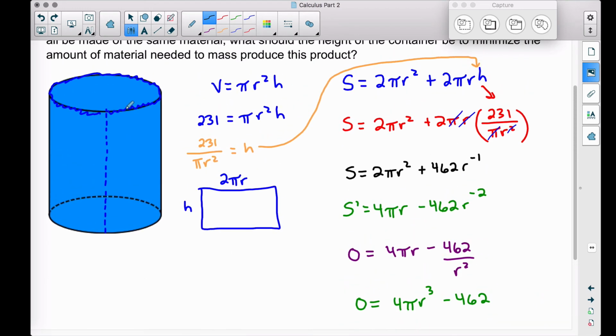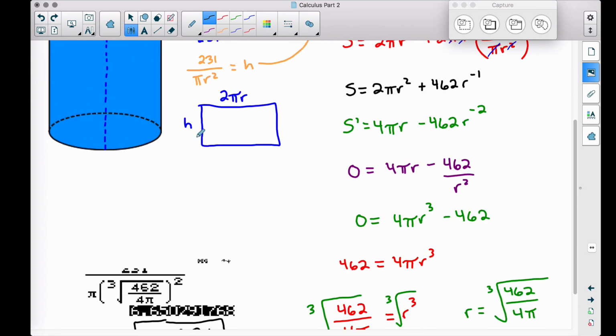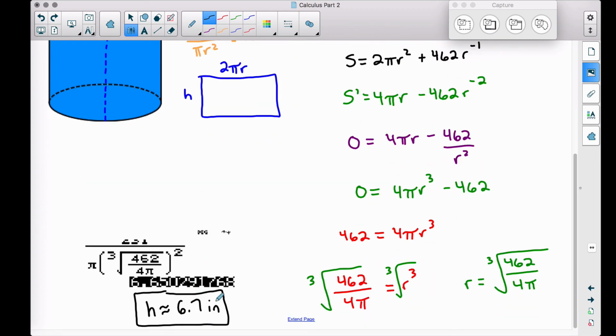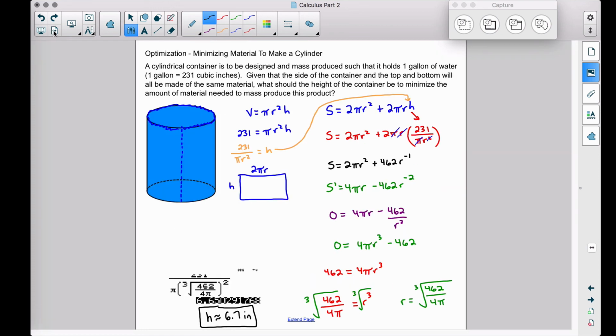There are many combinations of heights and radii that can give us this same 231 cubic inches that holds 1 gallon of water, but as long as the height of our container, the height of our cylinder is 6.7 inches in this case, that's going to require the company to use the least amount of material to make a single cylinder. And that's it for this video.